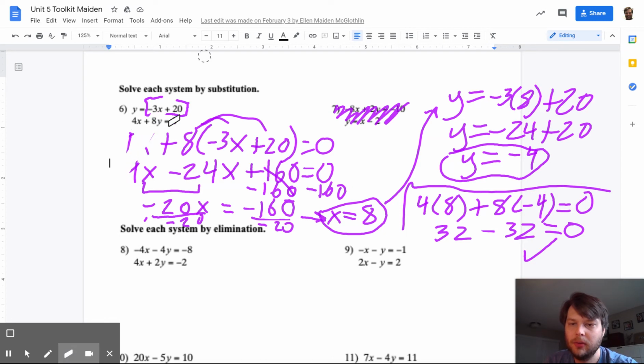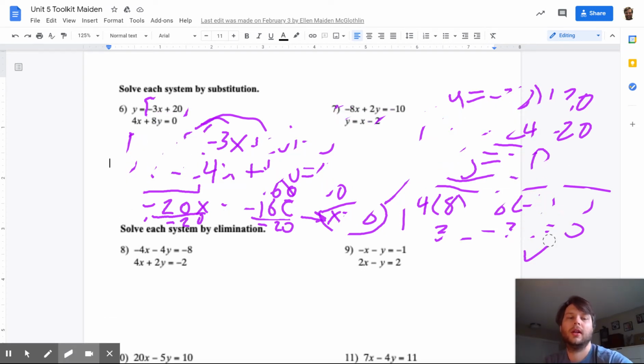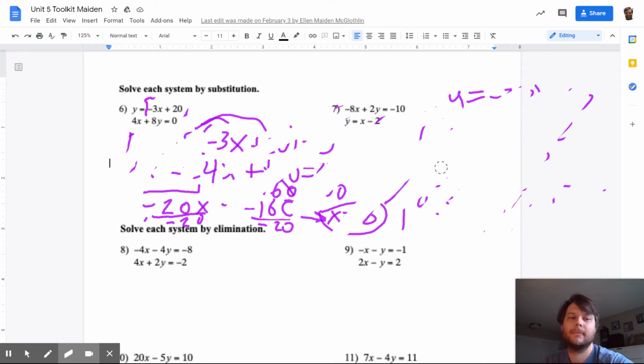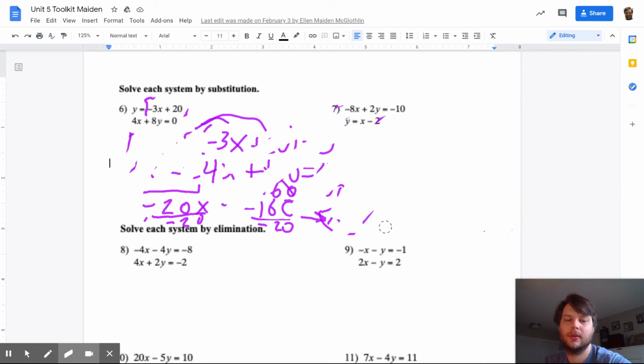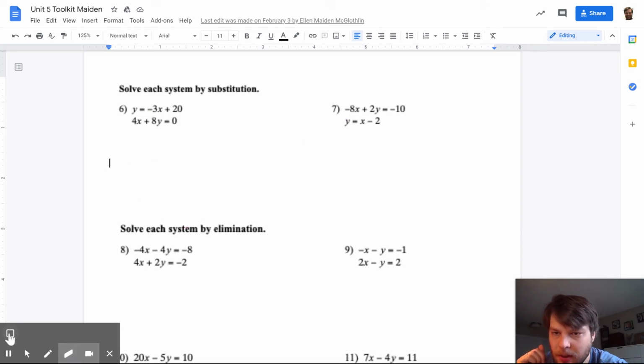Now, we'll erase all of that and move on to problem 7. Problem 7 is another substitution problem. We'll follow basically the same steps. It's got to be a faster erase. There we go. Okay, there is a faster way.